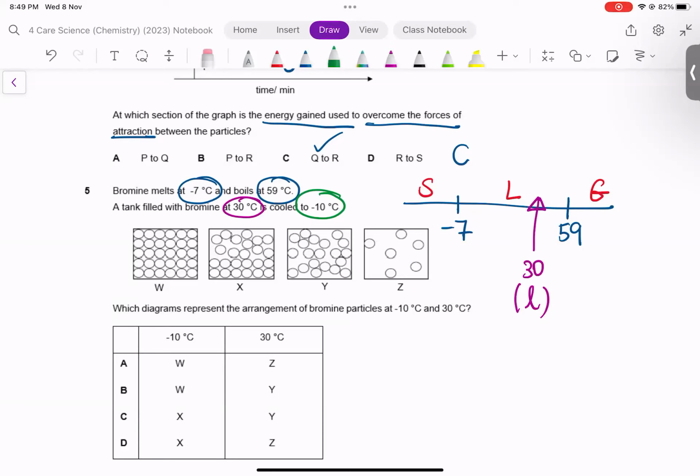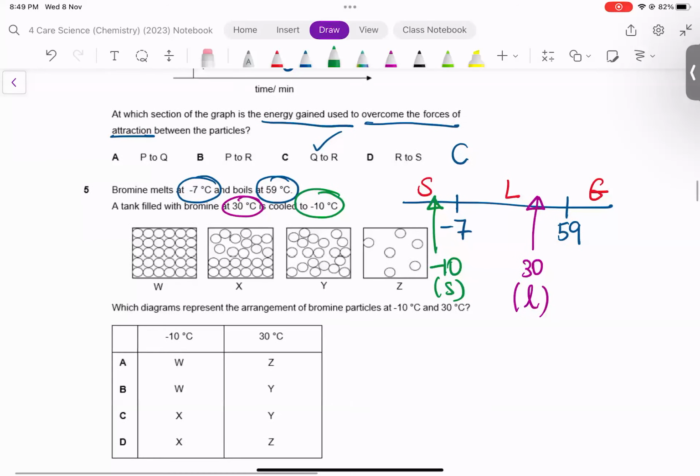Where is minus 10? Minus 10 is less than minus 7. If it's less, it will be on the left-hand side. Minus 10 is a solid. So now, basically, I'm looking out for solid, liquid. Solid and liquid is best expressed using B.